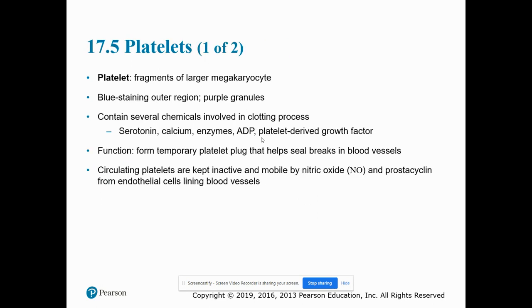And then finally, platelets. Platelets are fragments of a larger megakaryocyte, with a blue staining outer region and purple granules, and they contain several chemicals involved in the clotting process. For example, serotonin, calcium, enzymes, ADP, platelet-derived growth factor. And I know you don't know where any of these play a role quite yet, but we're going to get to that in the next video, actually.